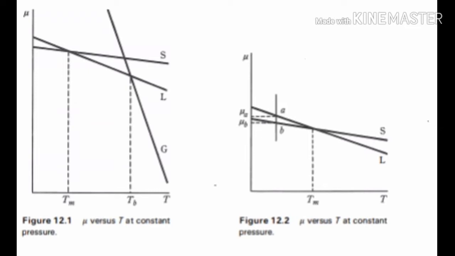At Tm, the chemical potentials of solid and liquid are equal, so neither phase disappears. They coexist in equilibrium. The situation is much the same near Tb. Just below Tb, the liquid is stable, while just above Tb, the gas is the stable phase.